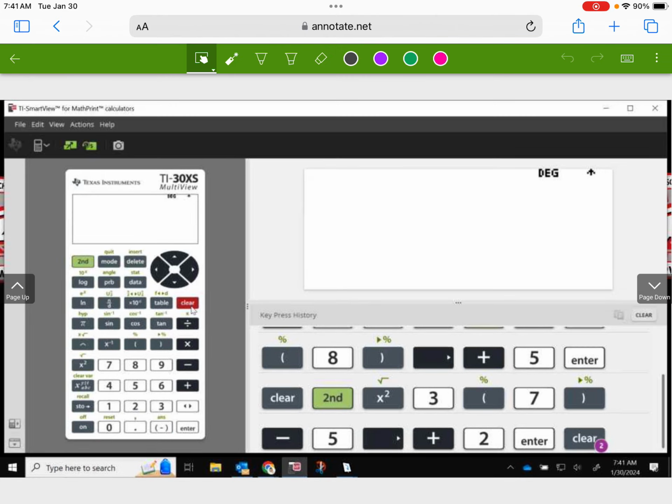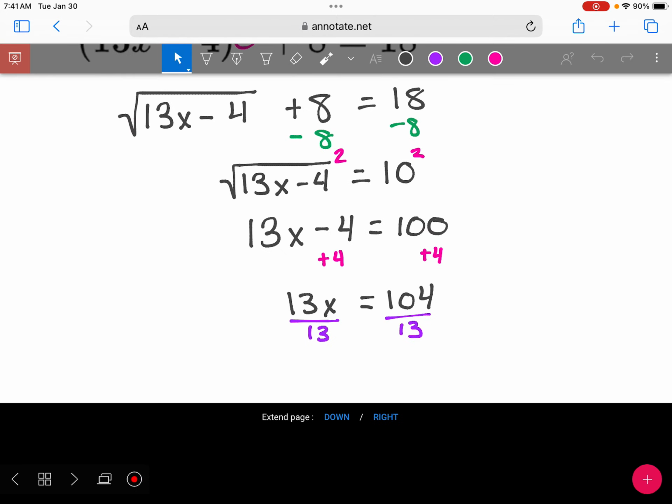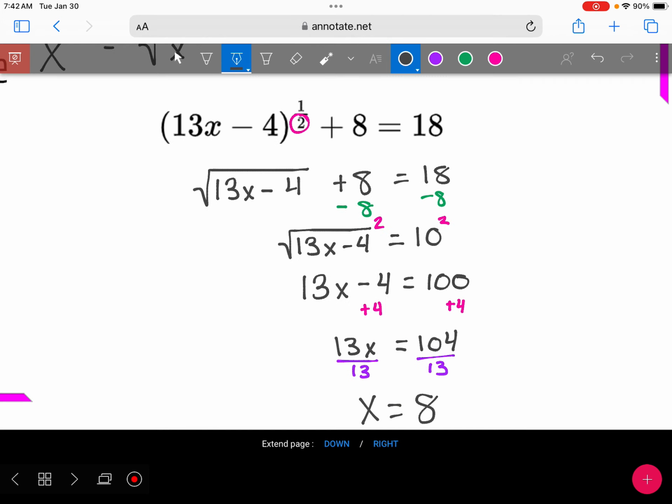So we're going to come over here and we're going to do 104 divided by 13. And look at that, we get an 8. So we still got a decent answer. Your answers won't necessarily always be whole numbers. Sometimes they can be fractions. Sometimes they can be decimals. But it's not super common. Since we need to go back and check it, we usually give you whole numbers.